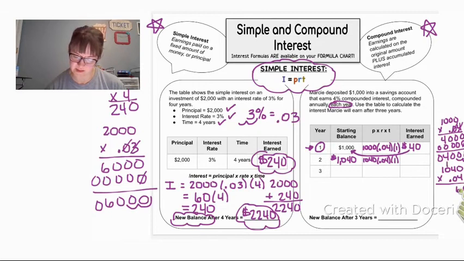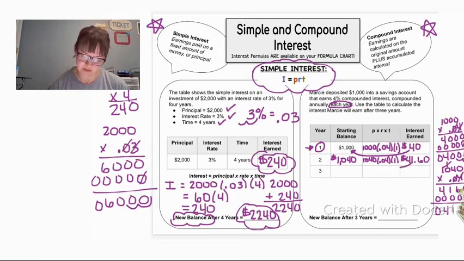4 times 4 is 16. 4 times 0 is 0 plus 1 is 1. And 4 times 1. And then we're just multiplying by 0. And then we'll add. So in year 2, she's going to earn $41.60. And at the end of year 2, they'll take that money and add it to what was already there. So now she'll have $1,081.60.